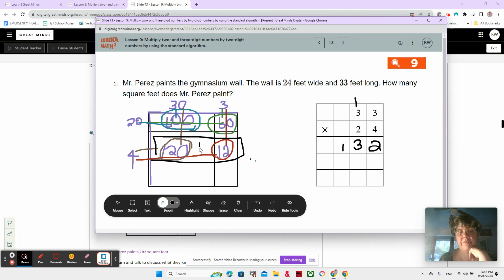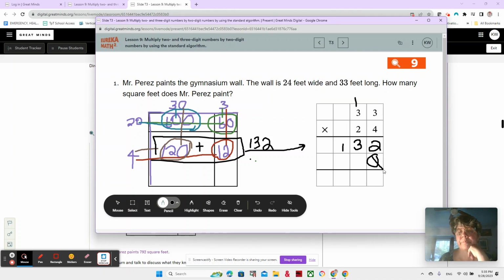Now, what's our partial product here? 120 plus 12. We have to put these two together. That's 132, right? In our last problems in lesson 8, we had just 33 written here, and then we just have 132 here. But since we broke them apart into 2 parts, we have the 2 numbers. Then we just put them together, and you can see 132 is right there.